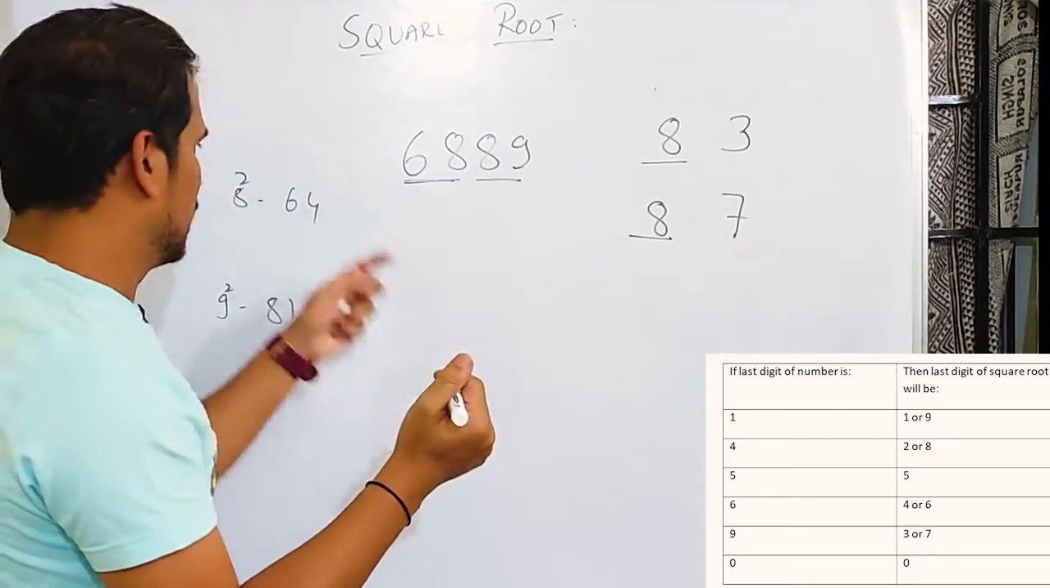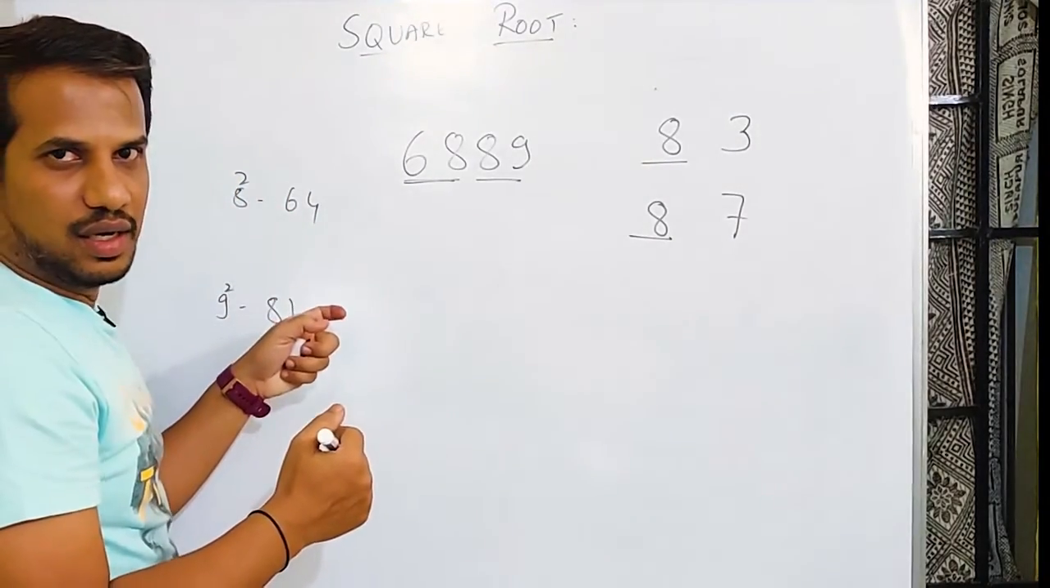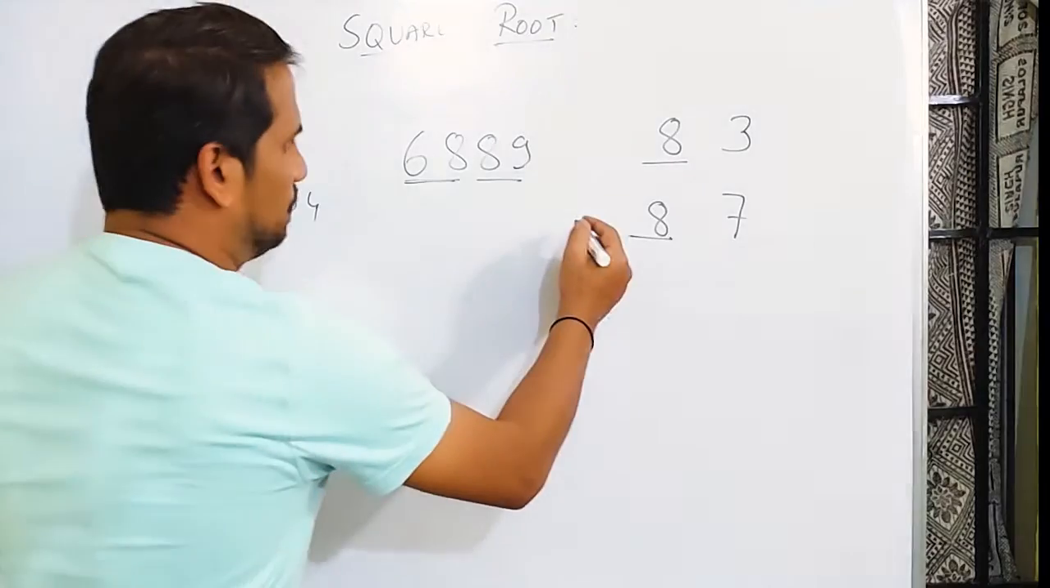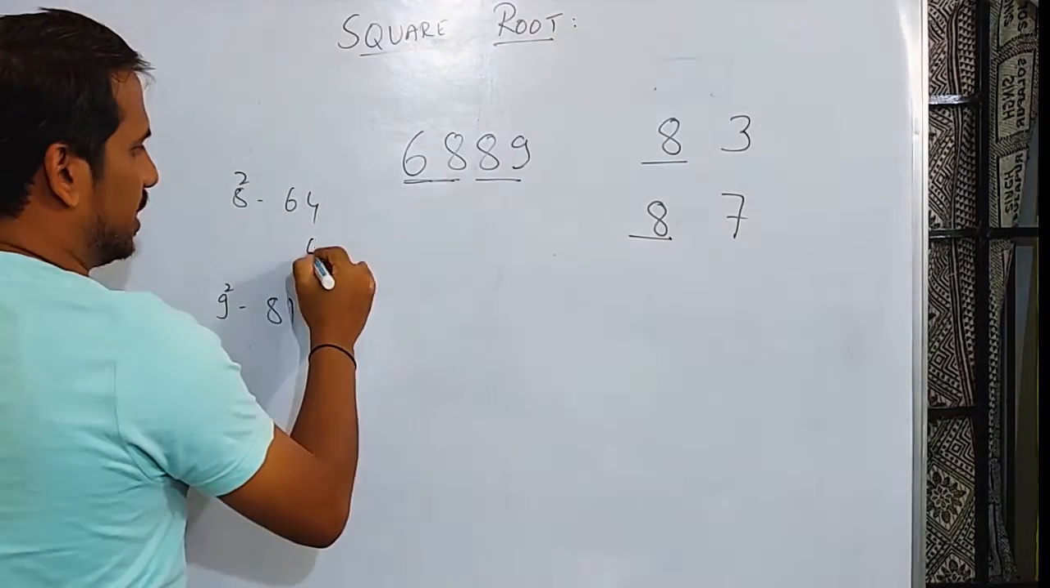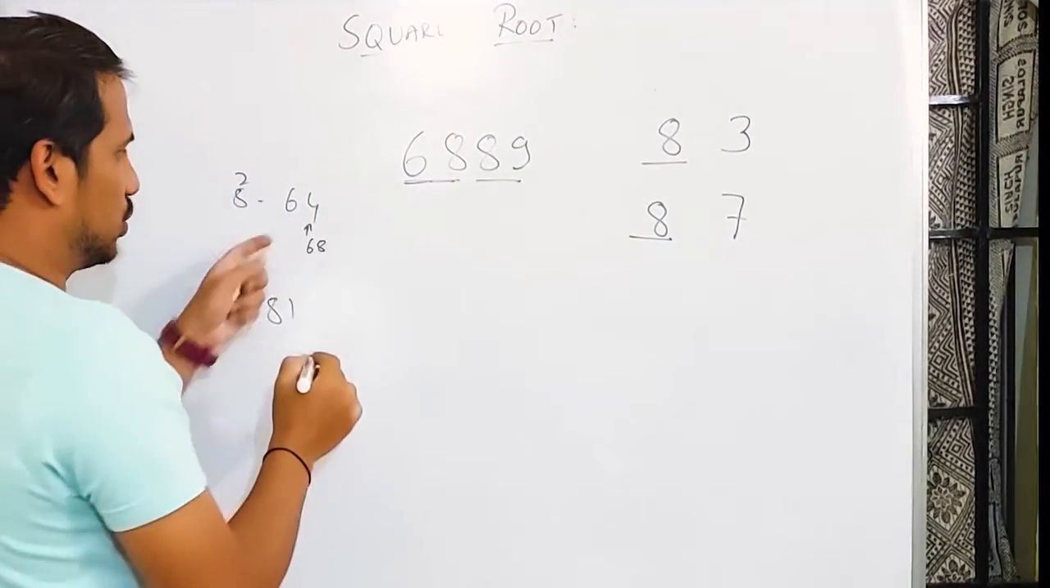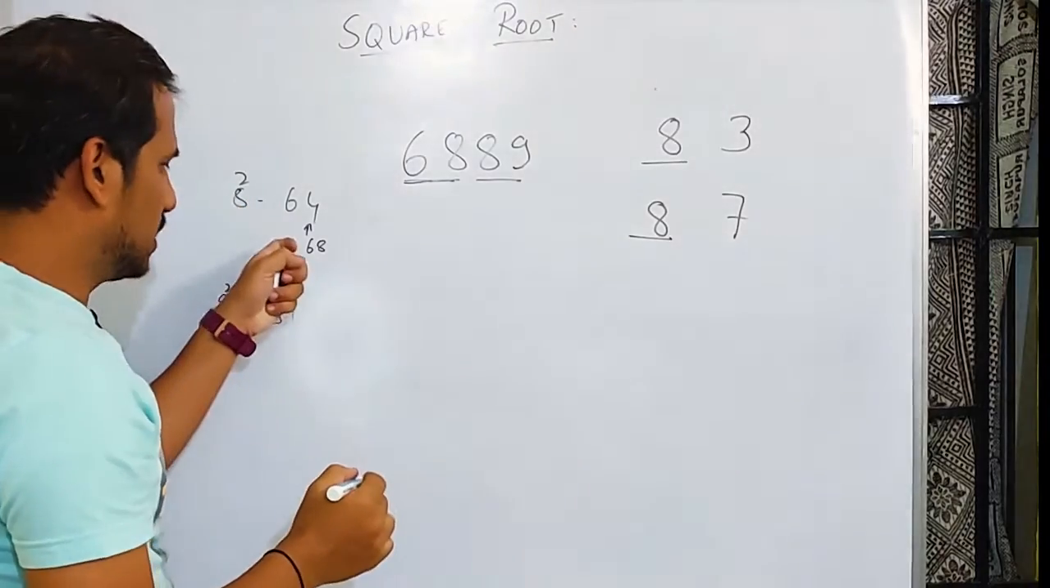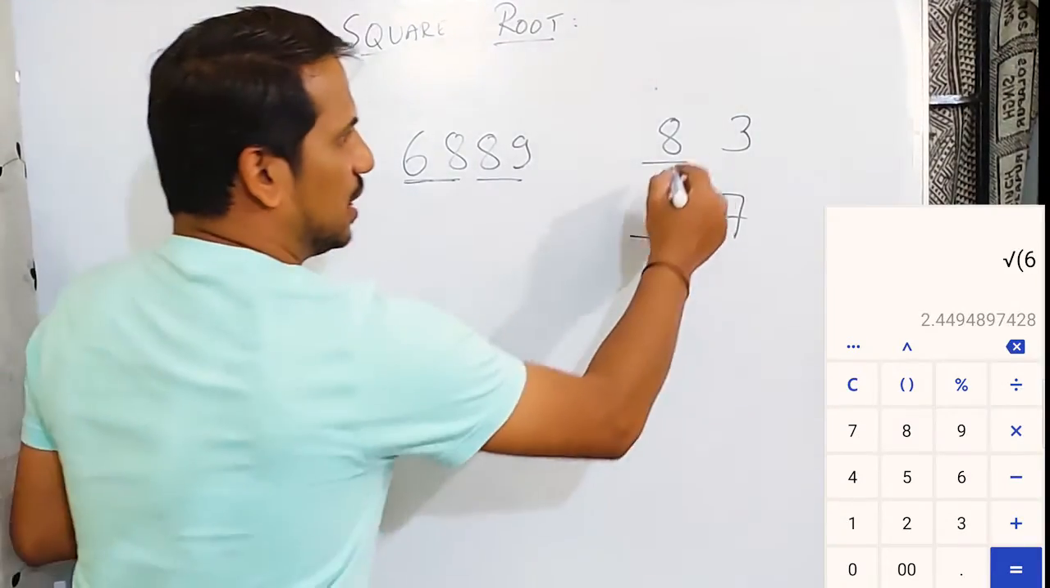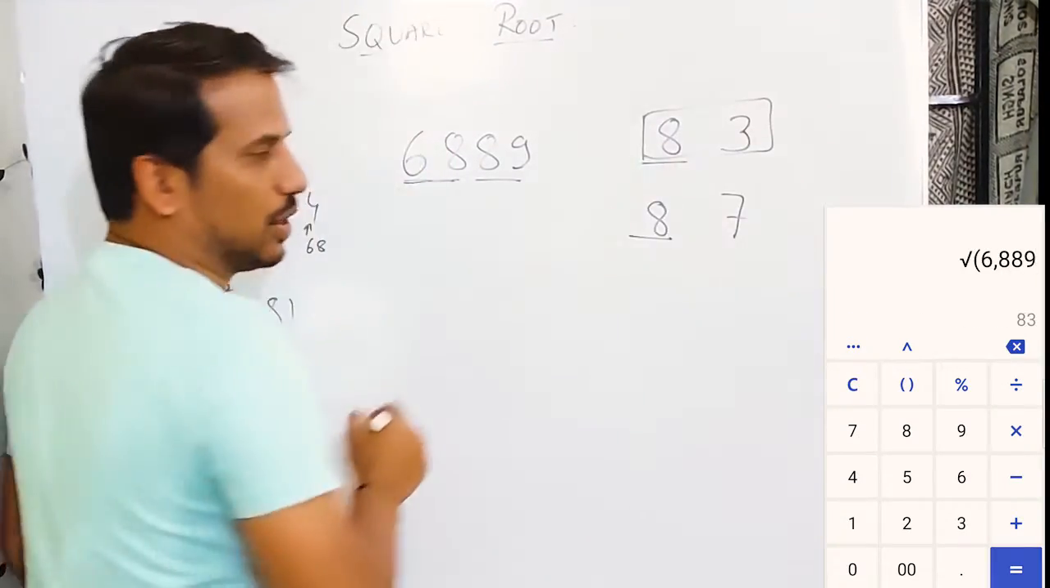First, we will verify using the nearest square. 68 is near to 64. So, that is the least square. So, this definitely will be 83. The square root will be 83.